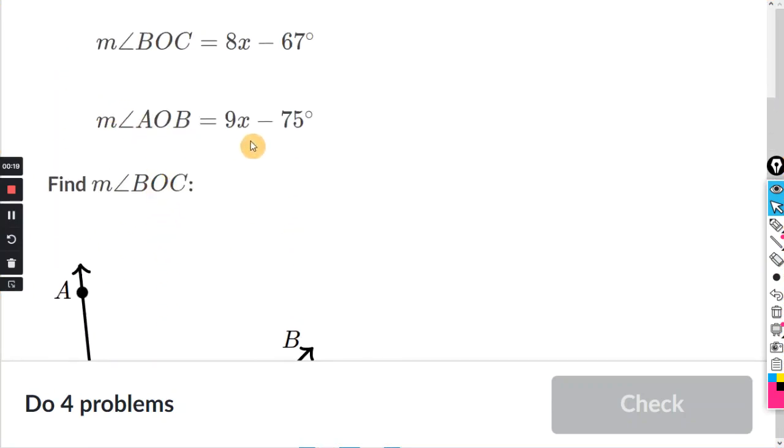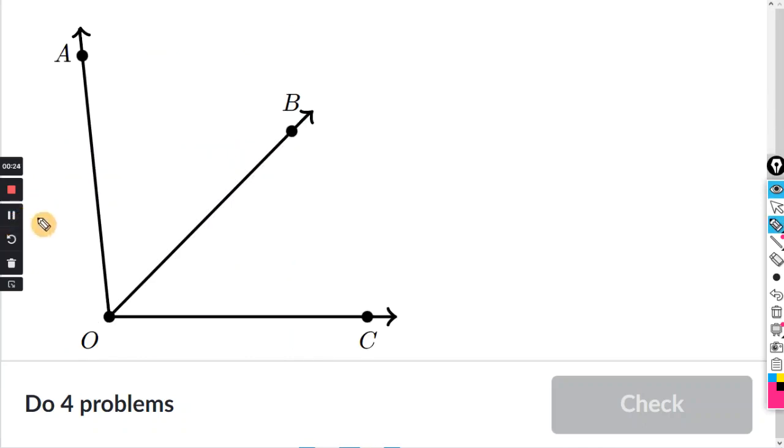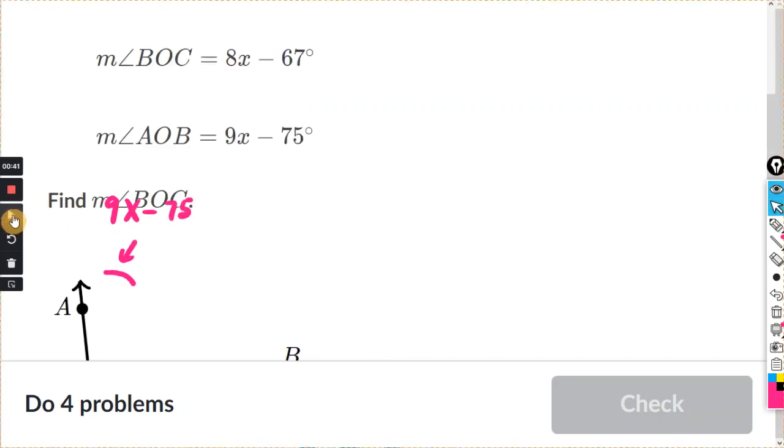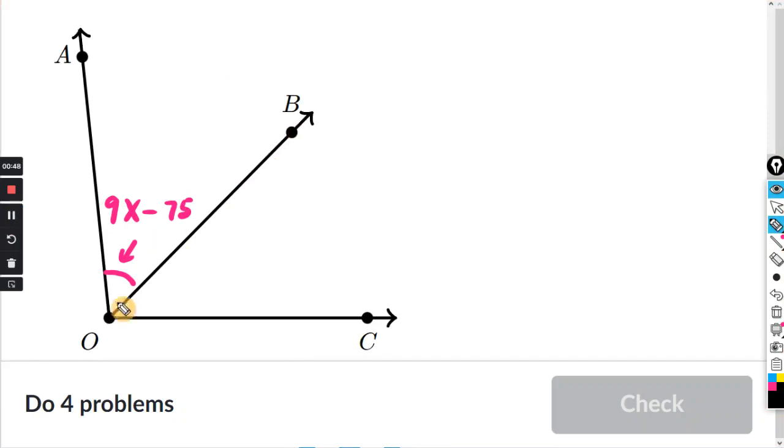It says the measure of angle AOB is 9x minus 75. So right here is AOB, that's this angle right here, and that is going to be 9x minus 75. All right, the measure of angle BOC is 8x minus 67. So here is BOC. I'm going to label that 8x minus 67.